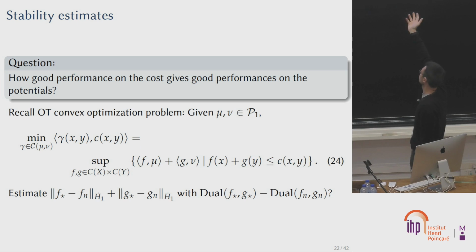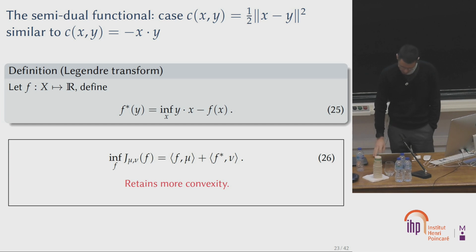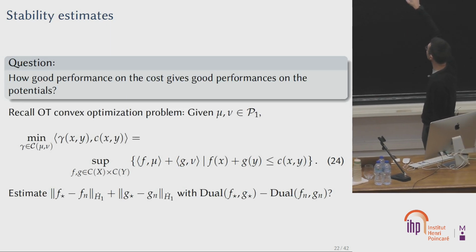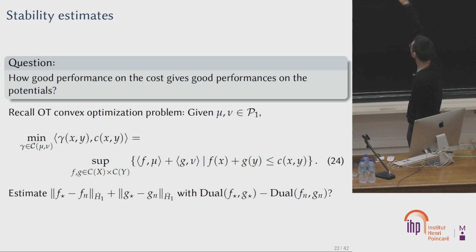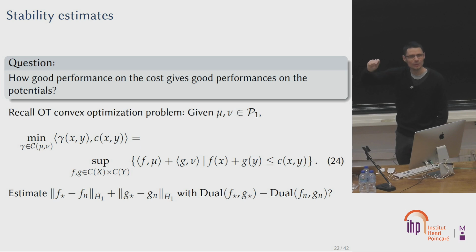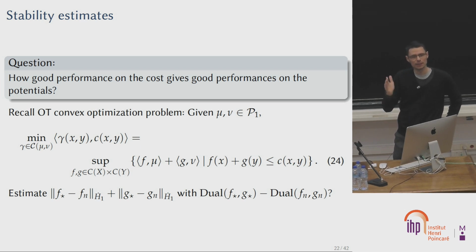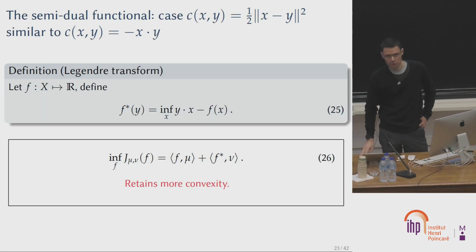We would like to estimate, so if you get back to this formula here, you see that you want to optimize on a linear functional, which has two arguments, f and g. So you can pre-optimize on a given variable g, for instance, in terms of f. You fix f, you optimize on g. And if you do so, you get a better behaved convex function, which is called the semi-dual functional.